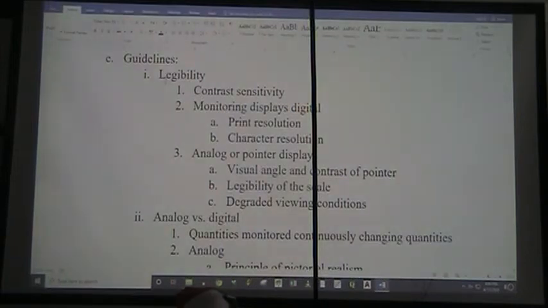for monitoring. First of all, legibility. Funny how legibility always comes up. There's the contrast sensitivity. Can I see the print on the display against the background easily? If the monitoring display is digital, what is the print resolution and the character resolution? You don't want to be using a bunch of crazy fonts that are hard to read, and you want to make sure the print is large enough and easy enough to read that you can monitor.